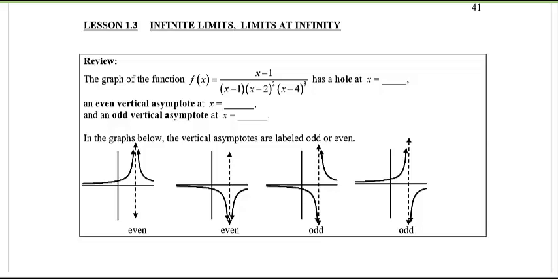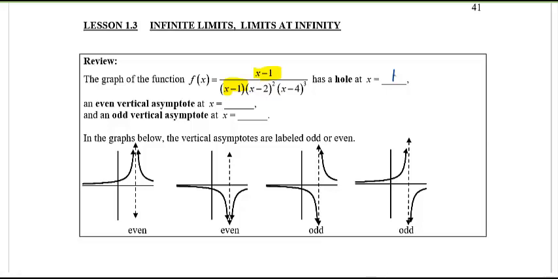I've got this function here, x minus 1 at the top, and you have a factor of x minus 1 at the bottom, x minus 2 all squared, x minus 4 all to the power 3. We know from our Pre-Calculus 12 days that, yes, because we have a common factor of x minus 1, we have a hole or a point of discontinuity at, say it out loud, I want to hear you. That's right, 1.